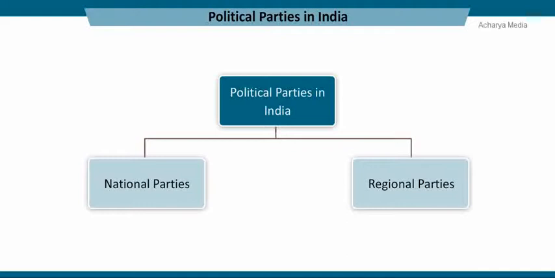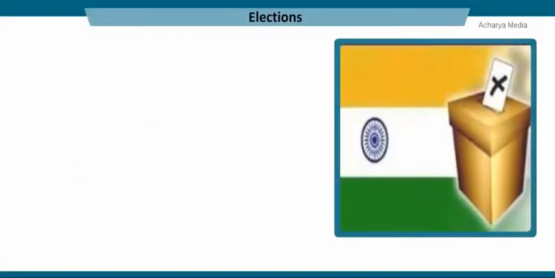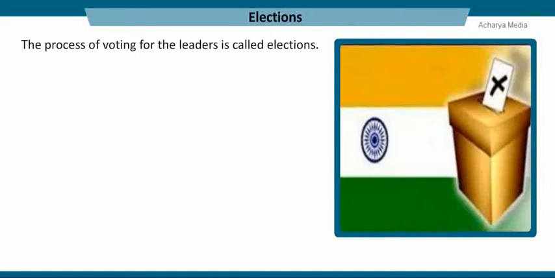Political parties can be classified as national and regional parties. In a democracy, the leaders are voted to power by the people. The process of voting for the leaders is called elections. Elections can be considered the basis for any democracy. The election process has to be free and fair.